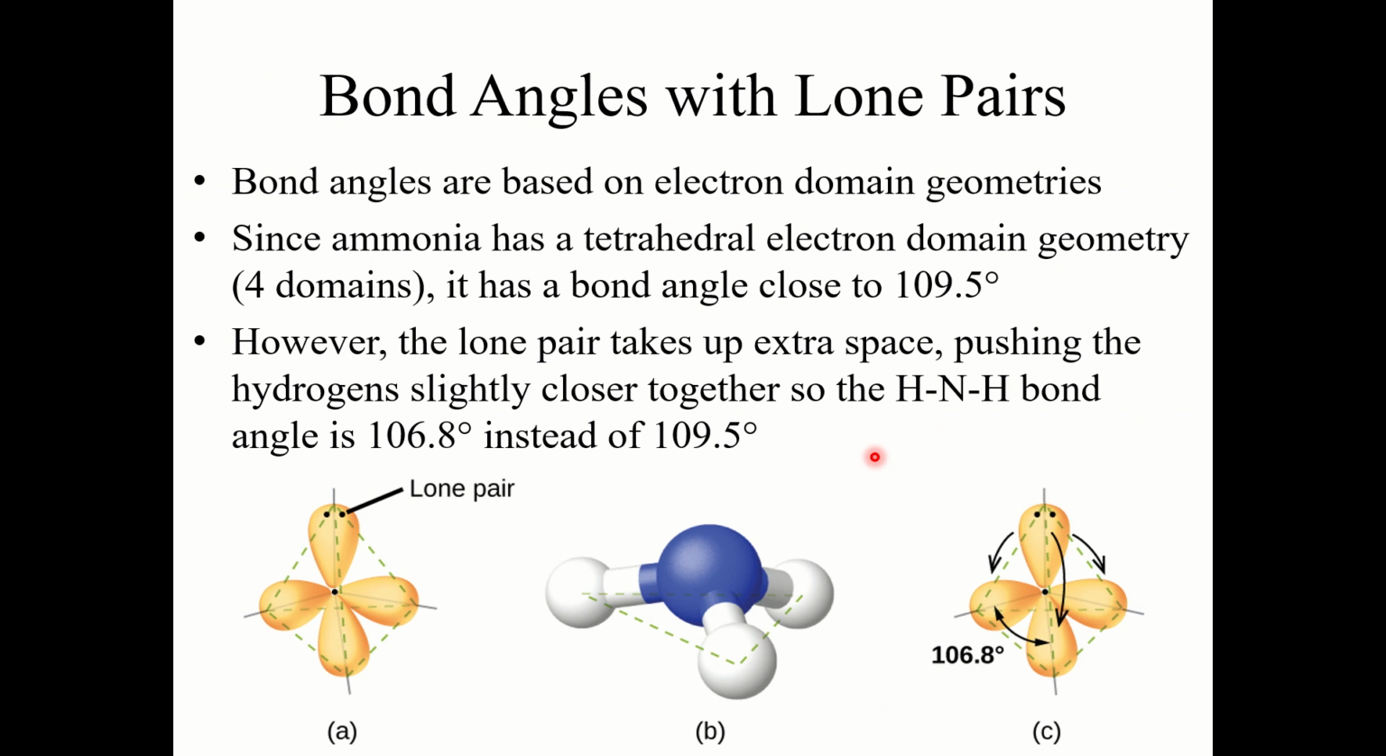All right, now bond angles with lone pairs, I do want to briefly comment on this. Now, as I mentioned, bond angles are based on electron domain geometries. So for example, something like ammonia, it has a tetrahedral electron domain geometry, so it has a bond angle close to 109.5. However, the lone pair takes up extra space, which pushes the hydrogens slightly closer together so that H-N-H bond angle is 106.8 degrees instead of 109.5. So that's why we generally just put a less than sign, because we're just going to generalize here and say, well, lone pairs generally compress the bond angles, but it's different depending upon the molecule.